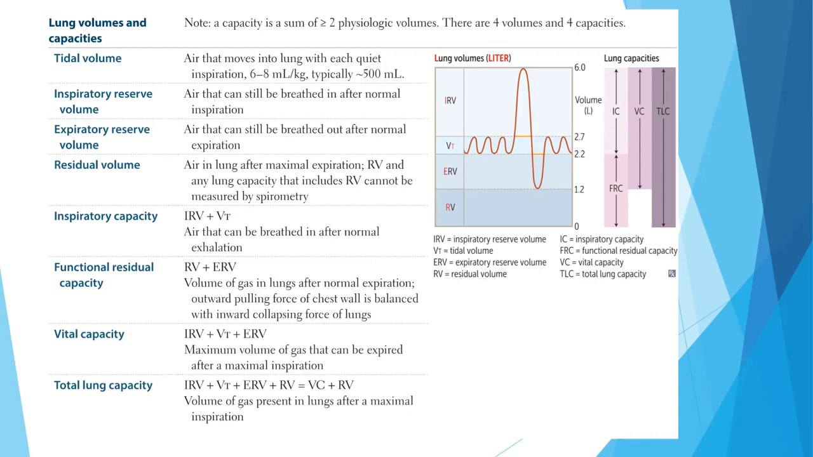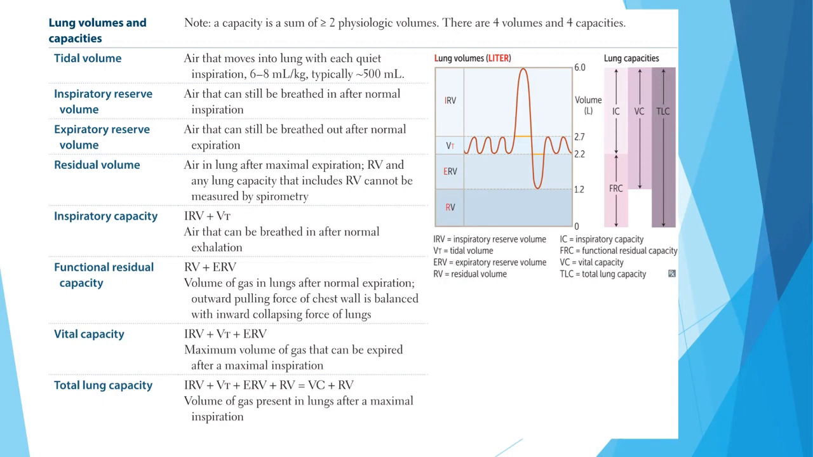Now, the residual volume is the air in the lung that is left after maximal expiration. So you have done that maximal expiration with your maximal effort, but there will be some amount of air that will always be left in the lung, and that is called the residual volume.